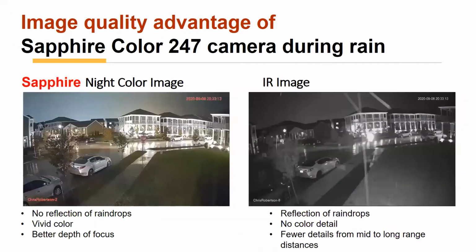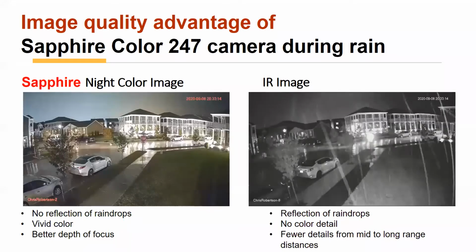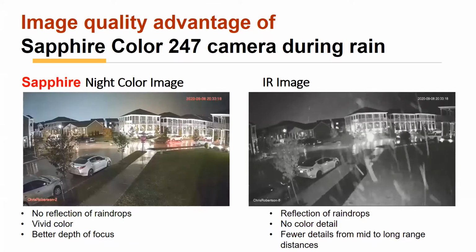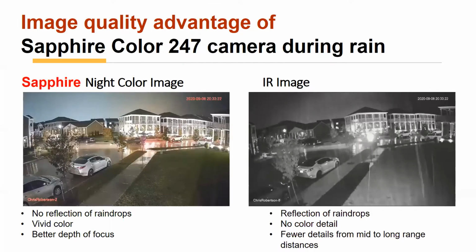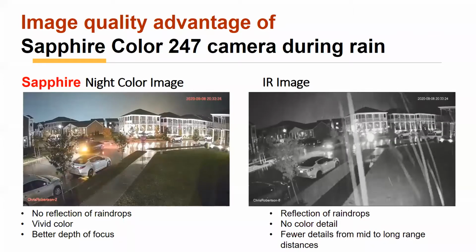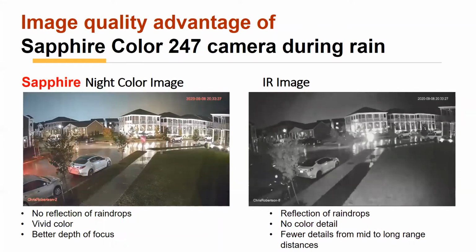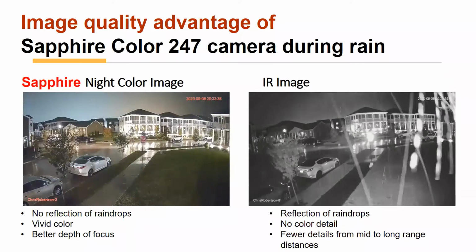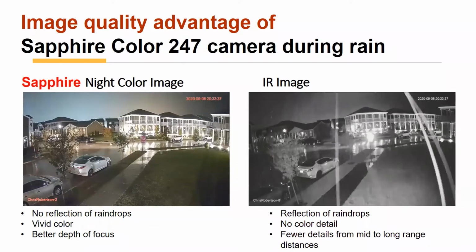Okay, so here's a quick video. Now there's two cameras here. One's a night color, the other's IR, same setup, same location, everything. Now it is raining, and as you can see, the IR is being reflected from the raindrops. In the full color, you don't see the raindrops. You can't even tell if it's raining. So those are the advantages of a night color camera over a camera that has IR.